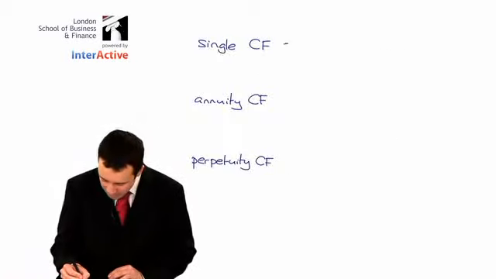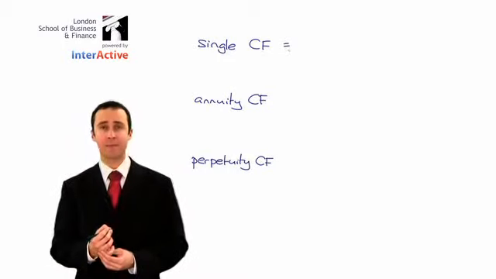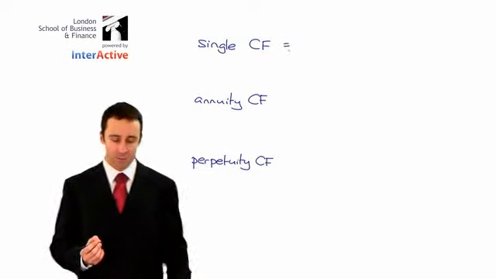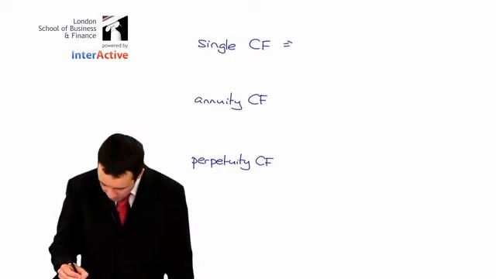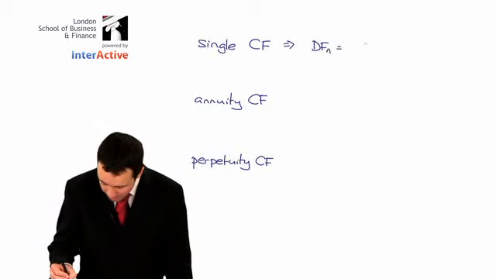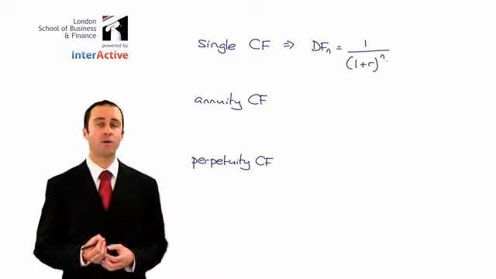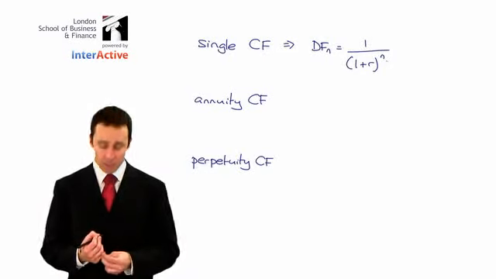Before we go through and start looking at any examples and refreshing you with it, let's just look at some discount factor formulae. Because if you've got a single cash flow that arises within any given year, then your discount factor at time period n is 1 over 1 plus r to the power of n, whereby r is your discount rate and n is the number of years.